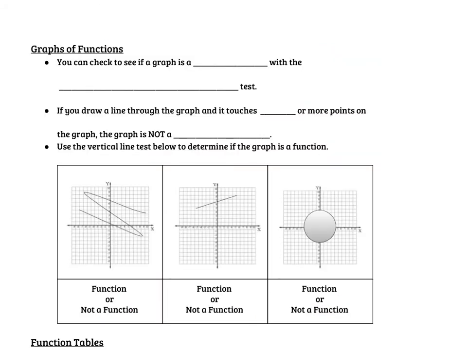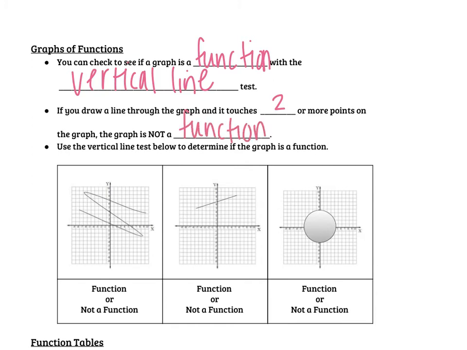All right, for graphs of functions, you can check to see if a graph is a function with the vertical line test, or you could use your pencil too. Vertical line test. If you draw a line through the graph and it touches 2 or more points on the graph, it is not a function. So it's not a function if it touches 2 or more points at the same time.